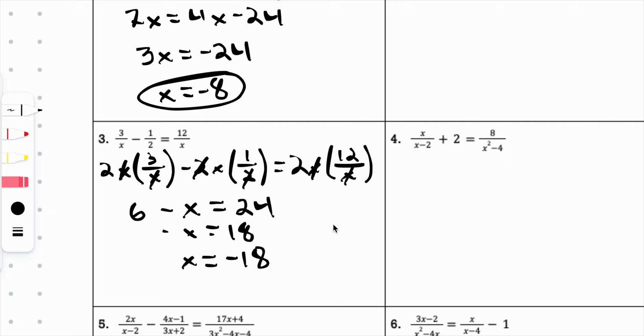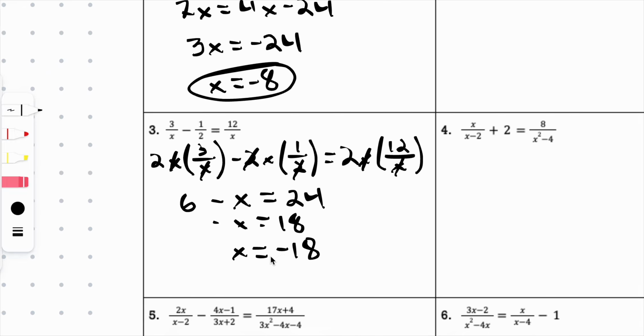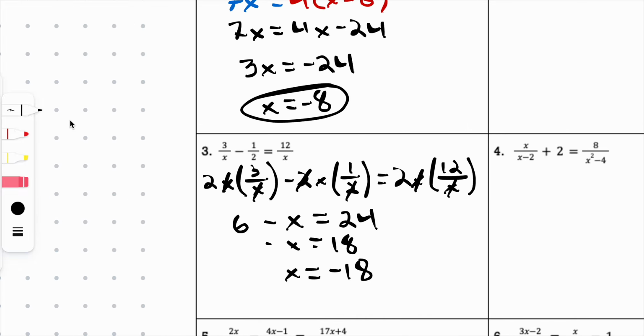Now, before we cement that in as our answer, we're going to have to plug this in and check for extraneous solutions. So we have 3 over x, which is 3 over -18. So that's -1/6. And I'm just going to write this out to the side so I don't forget. And that's -1/6 minus 1/2.